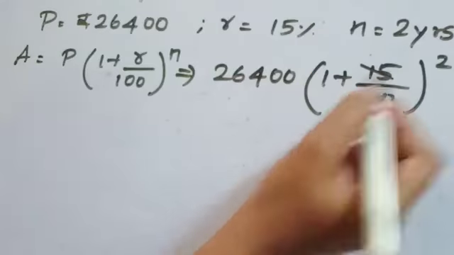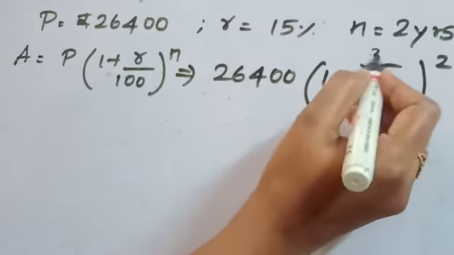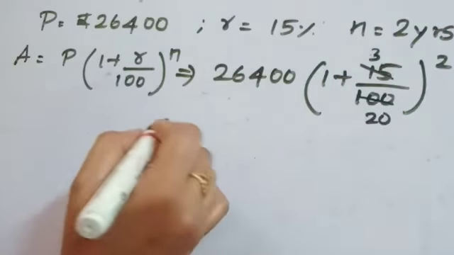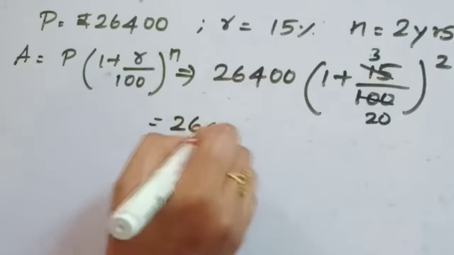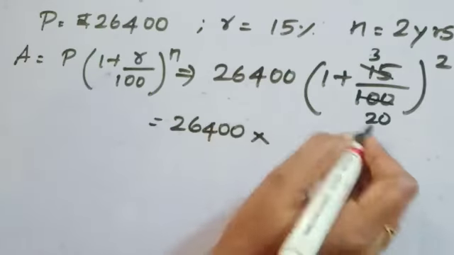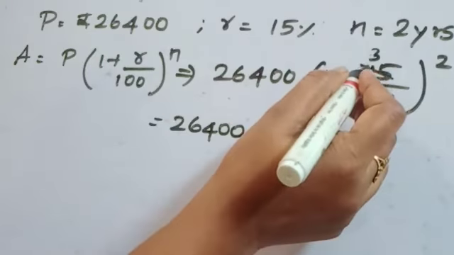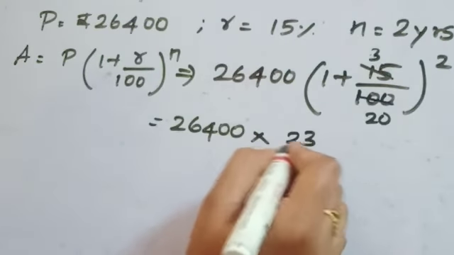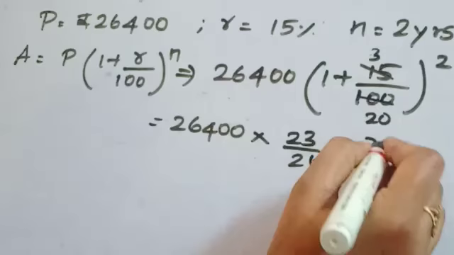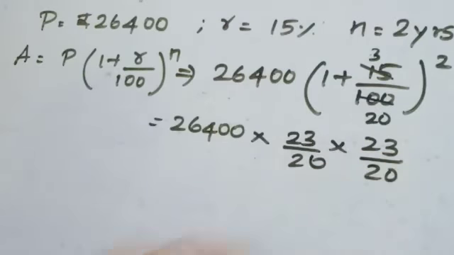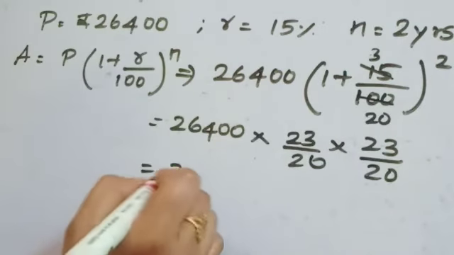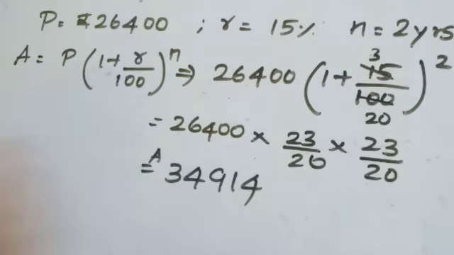And now here we can cancel this. 5 3s are 15 and 5 20s are 100. So it is equal to 26,400 into 1 plus 3 by 20, that is 23 by 20, the whole power 2. So 23 by 20 into 23 by 20. After cancellation, 34,914 rupees. This is the amount after 2 years.